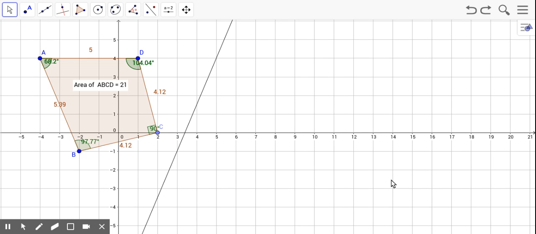Hello, today we're talking about reflections. And on this coordinate plane, I have for you a quadrilateral ABCD, and we're going to reflect it about this line right here. Now notice I've given you all four side lengths, all four angle measures, and then the area of this figure as well.